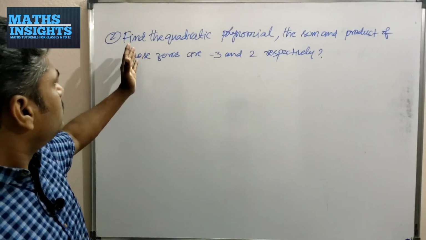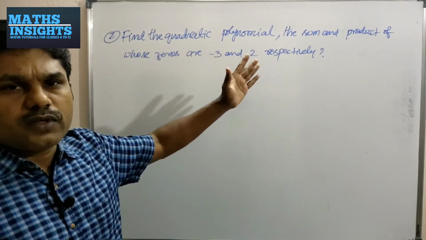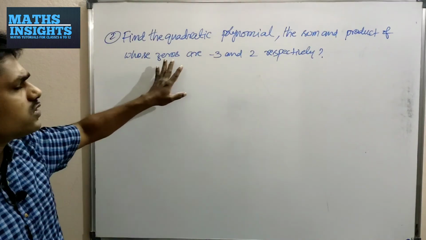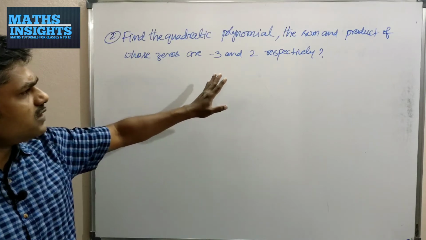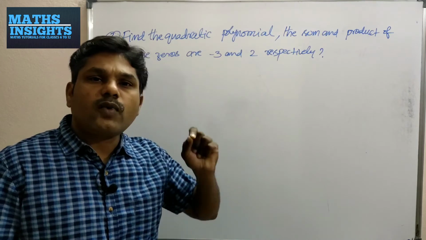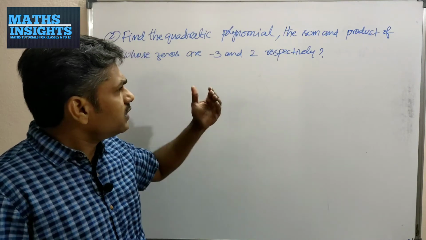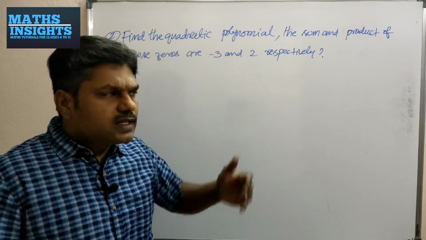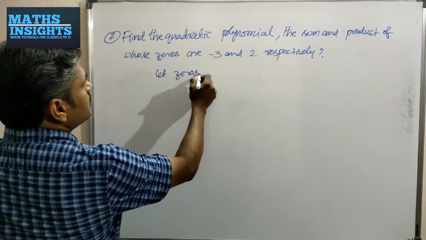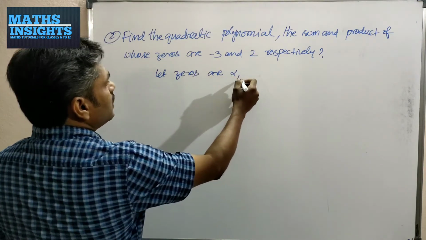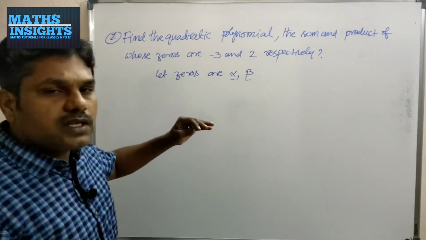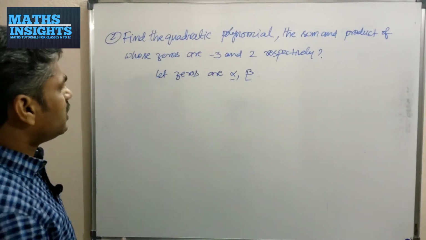In the second problem, find the quadratic polynomial. We have to find the quadratic polynomial, the sum and product of whose zeros are minus 3 and 2 respectively. Now in this problem they have given the sum and product of the zeros, and they are asking for the quadratic polynomial. Let the roots or zeros be alpha, beta. I am assuming alpha and beta as the roots or zeros of the quadratic polynomial.